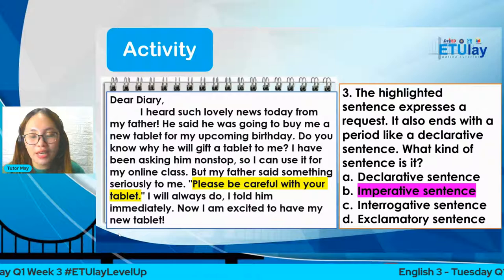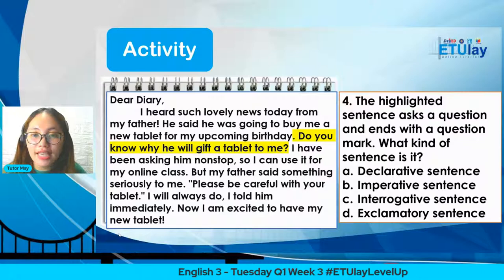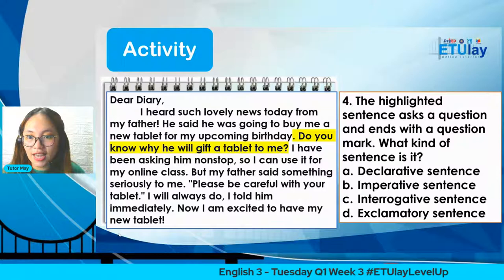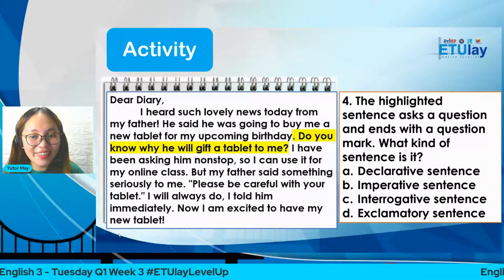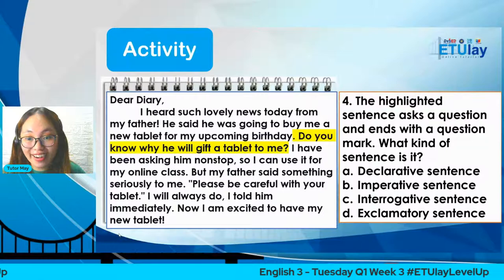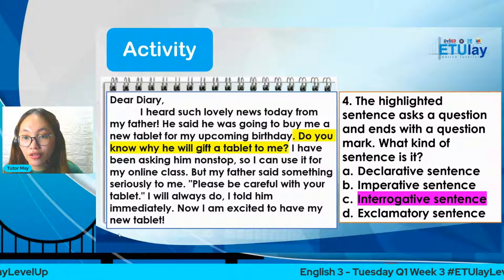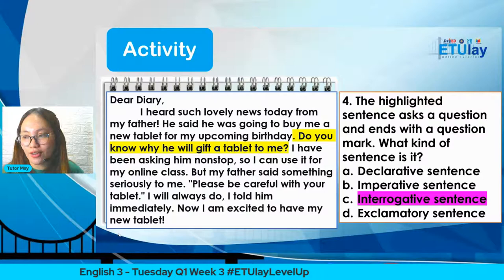Now let's go to our fourth question. The highlighted sentence asks a question and ends with a question mark. What kind of sentence is it? Declarative, imperative, interrogative, exclamatory. Let's see, we're now on number four. Kung ang sagot nyo ay B kanina, tama kayo, magaling. We're now on number four. Is it exclamatory ba siya? Kung siya ay question mark, it's letter C, interrogative. If your answer is like Carl, Brianna, Rafael, Giovanni, si Toby, then your answer is correct. Hindi man na-mention ni teacher lahat ng name nyo, pero ang importante, tama ang inyong mga sagot.